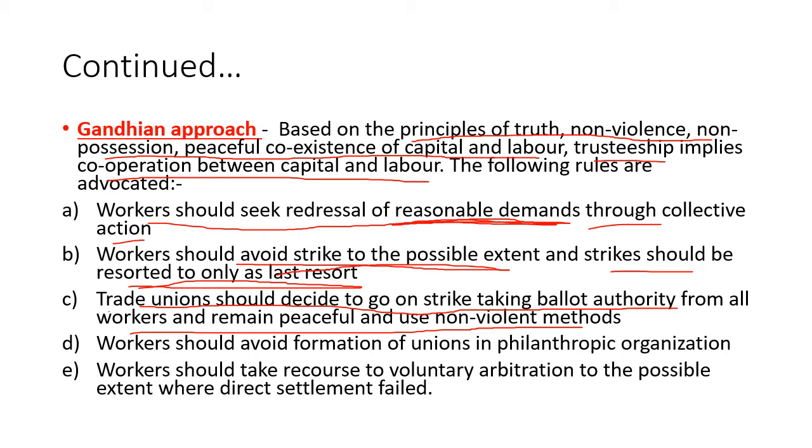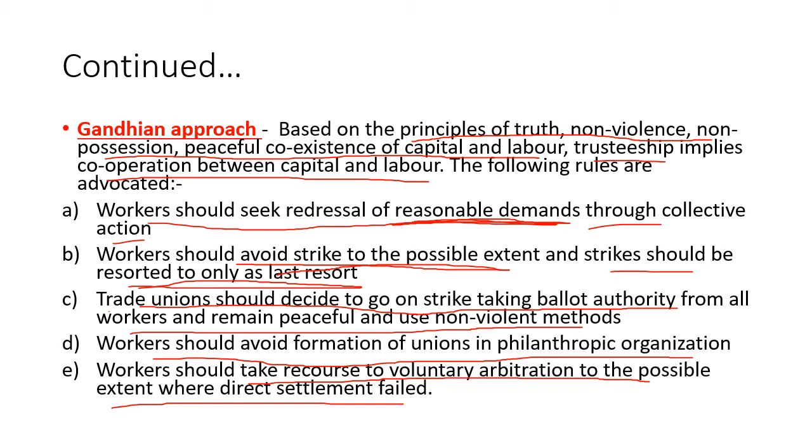So workers should avoid formation of unions in philanthropic organizations. What are philanthropic organizations? Like NGOs, they are working for others actually, not for their own benefit. Workers should take recourse to voluntary arbitration to the possible extent where direct settlement failed. I will make a next video on arbitration, adjudication, conciliation, etc.